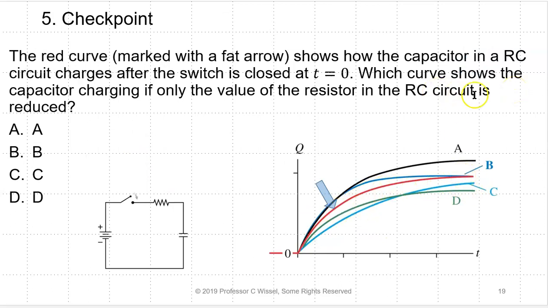The red curve, that's this one, marked with a fat arrow, shows how the capacitor in an RC circuit charges after the switch is closed at time t equals 0. Now, the reason I marked it with a fat arrow is sometimes the color doesn't come out very well on these slides, especially when you convert them to PDF. So this one is the curve I'm talking about.